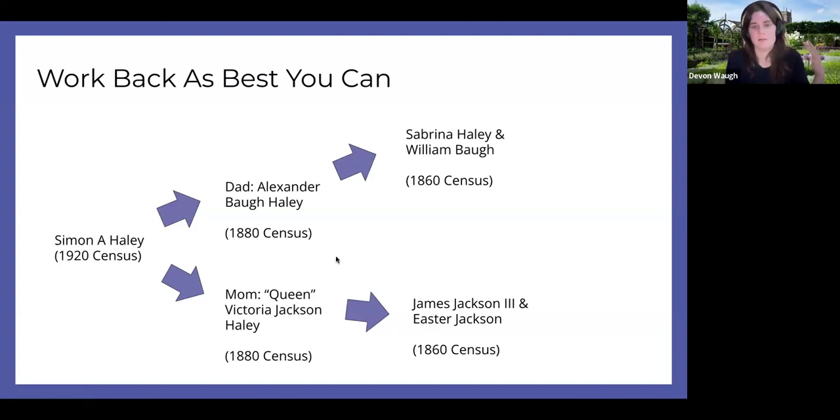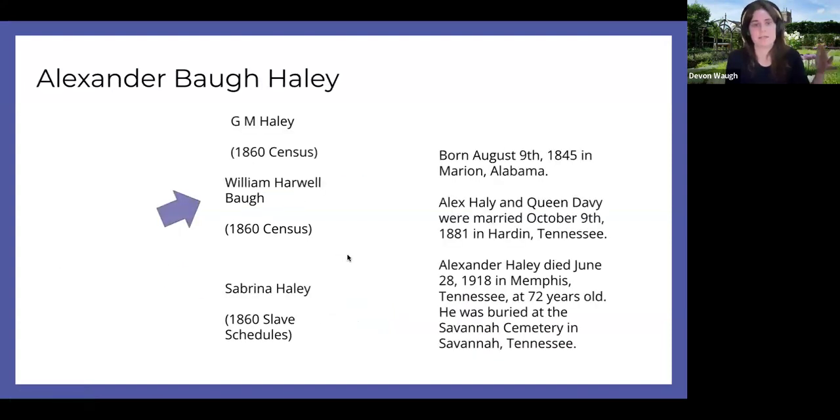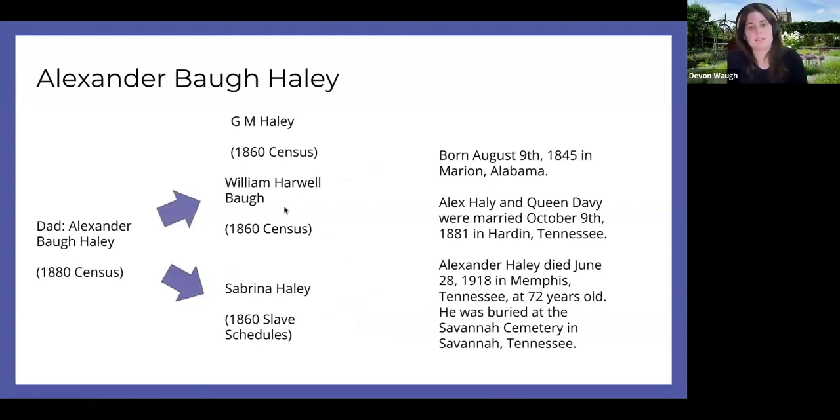So with Alexander Haley, who is Simon's father, he is listed in the 1880 census. And then I jump to 1860 and I'm able to find he is listed, or his mother is listed as an enslaved person of G.M. Haley's. G.M. Haley assigns William Boff as the overseer of his plantation.